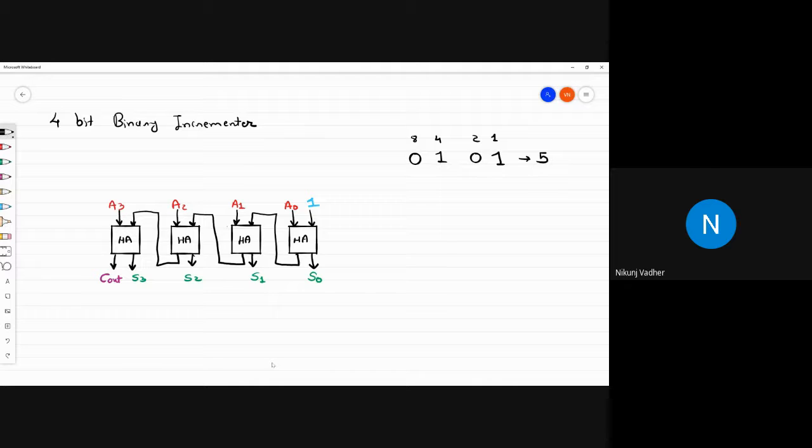So A0 is 1, A1 is 0, A2 is 1, and A3 is 0. We will increment the current value of A by 1.